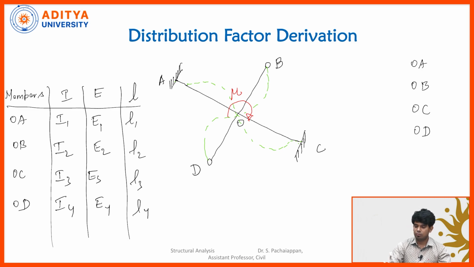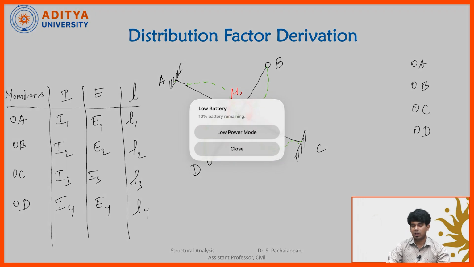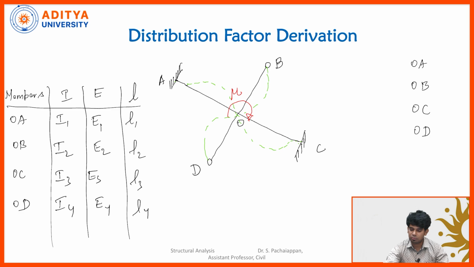If I write all these things in the diagram itself, it looks very clumsy. That's why I have put a table and written all those things. Then we are going to mark the important parameters, that is the stiffness. The member OA has stiffness K1, OB has stiffness K2, OC has stiffness K3, and OD has stiffness K4.